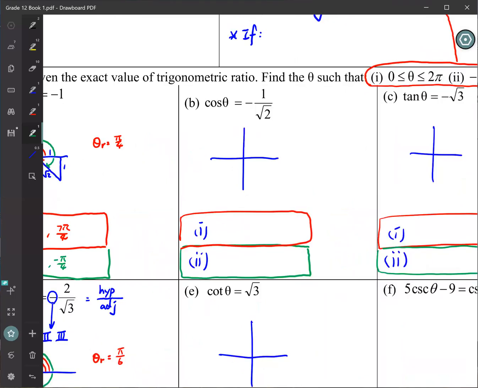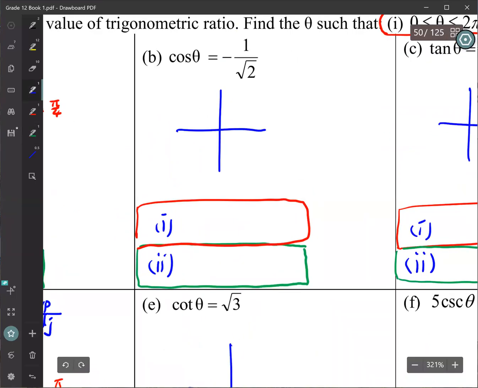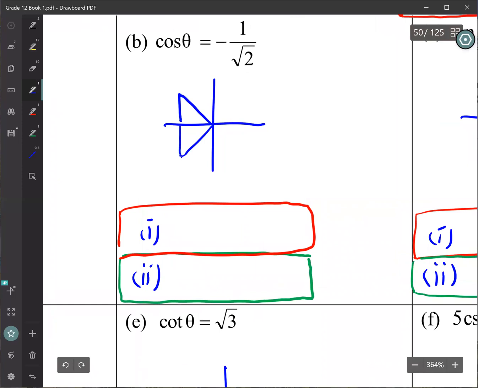Let's see. Cindy, which quadrant? 2 and 3. Okay, very good. So what are the sides? The 1 and root 2, where do we put them? Root 2 is the hypotenuse. And 1 is adjacent. So adjacent will be down there, okay? So this one will have a 1, 1, root 2, okay?